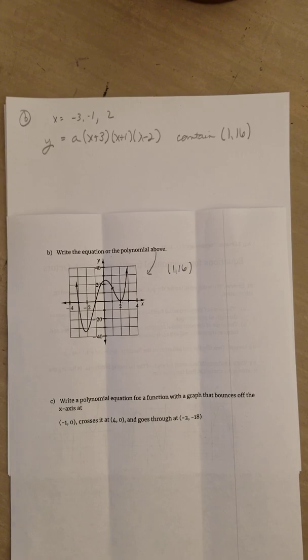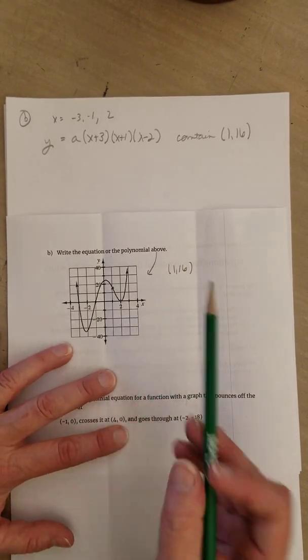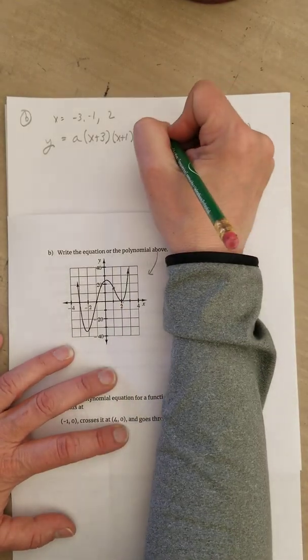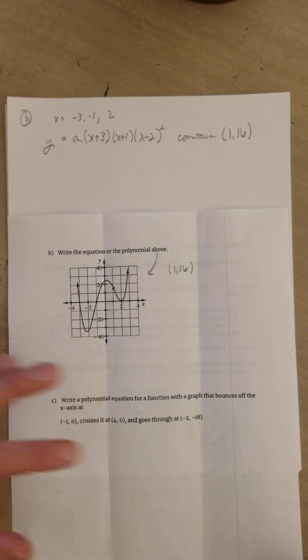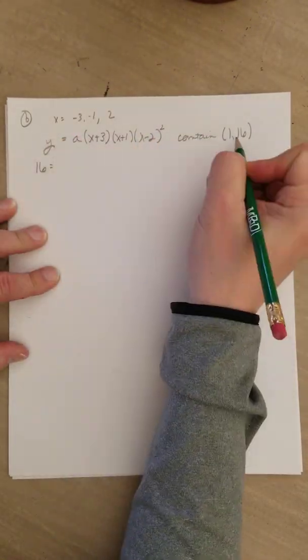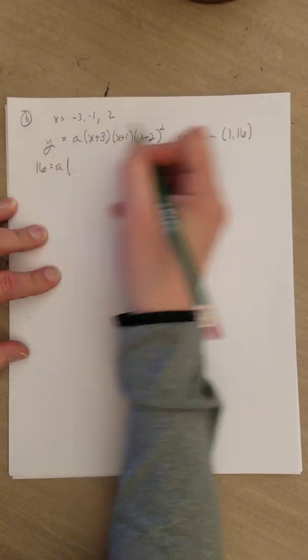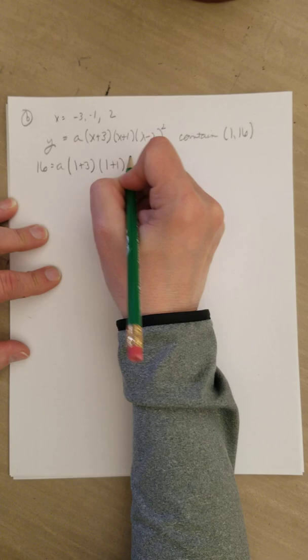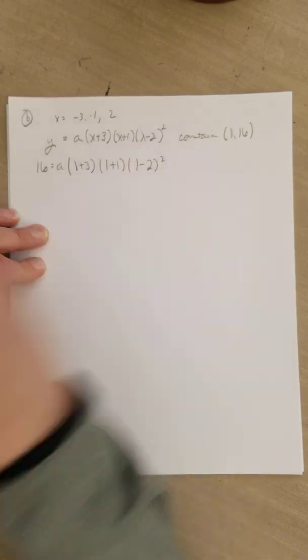All right, so it contains the point (1, 16). We have all the things we need. The other thing is though, hey, look at what's happening here. It's bouncing. Doesn't that have to be squared? Yep, here we go. All right, my y is 16. That equals my a, I don't know that, times my x, which is 1 plus 3, times my x, which is 1 plus 1, times my x, which is 1 minus 2, and we're going to square that.